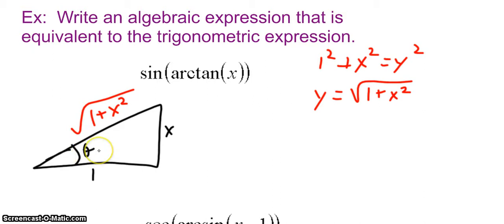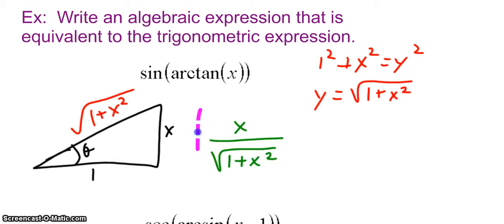So what is the sine of theta? Sine is opposite over hypotenuse. That is an algebraic expression that's equivalent to the trigonometric expression.